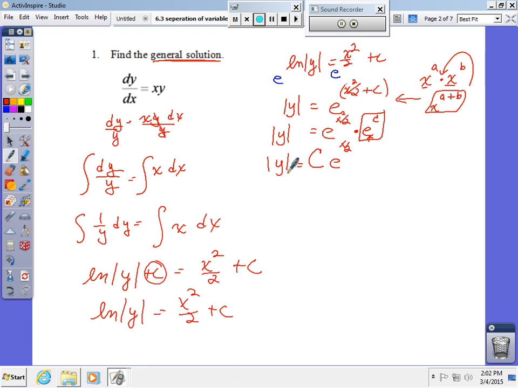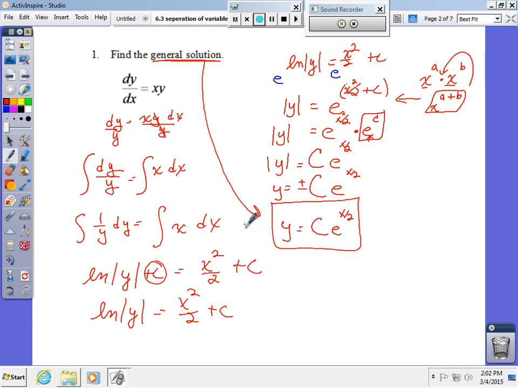Now, this absolute value technically disappears, and when we learn how to do these, you're just going to rewrite it without the absolute value. But really what's going on here is y can actually be equal to plus or minus C e to the x squared over 2. But the plus and minus isn't going to matter because it's just some constant anyhow, so whether it's positive or negative, we'll find out when we go to solve for C. So your final answer for this is y equals C e raised to the x squared divided by 2 power. And that's the general solution to that problem.